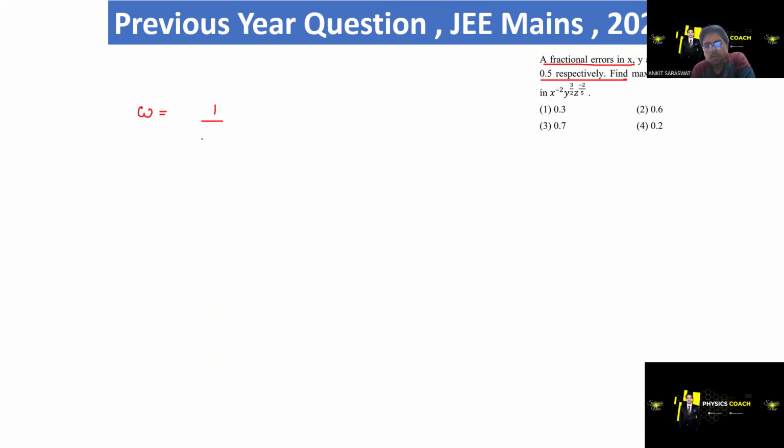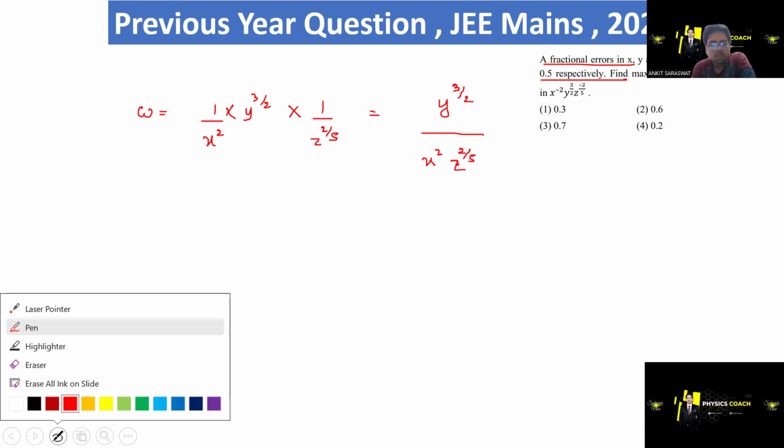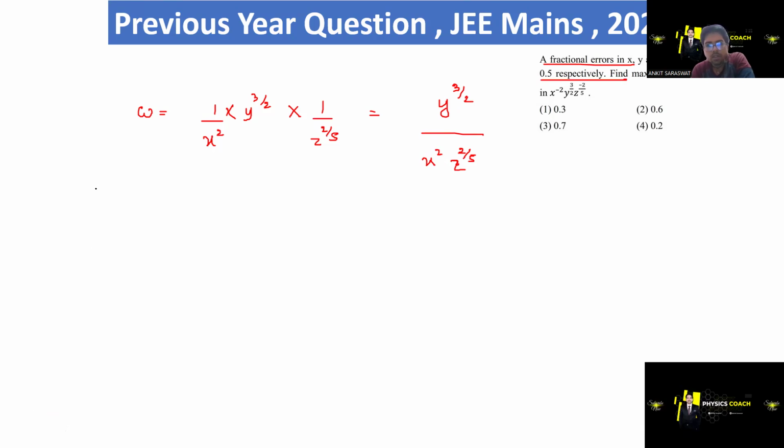You can write it as 1 upon x square, multiplied by y to the power 3 by 2, multiplied by 1 by z to the power 2 by 5. This entire thing you can write as y to the power 3 by 2 over x square z to the power 2 by 5. Now it's a very easy question, they are asking the fractional error in this quantity.